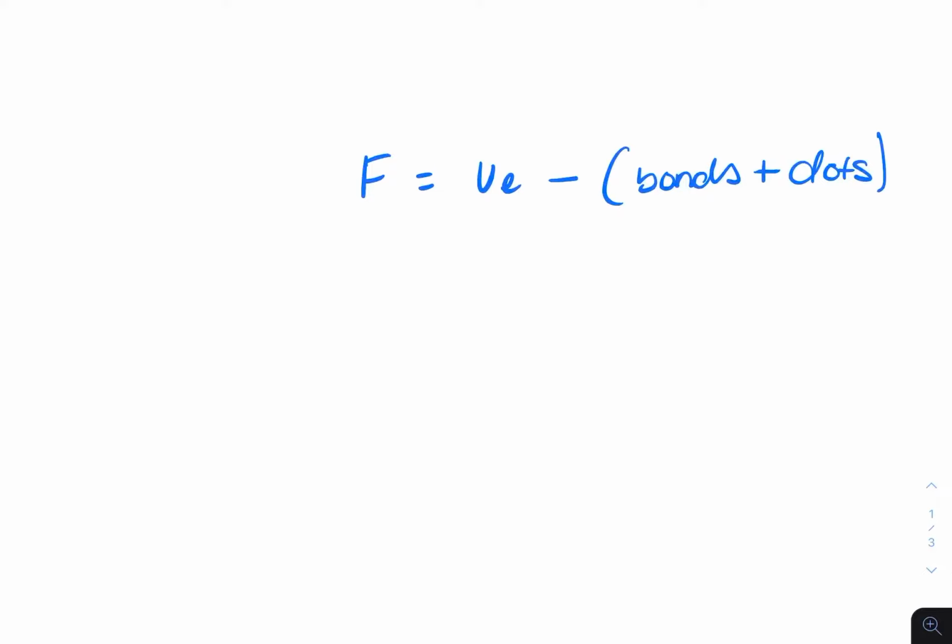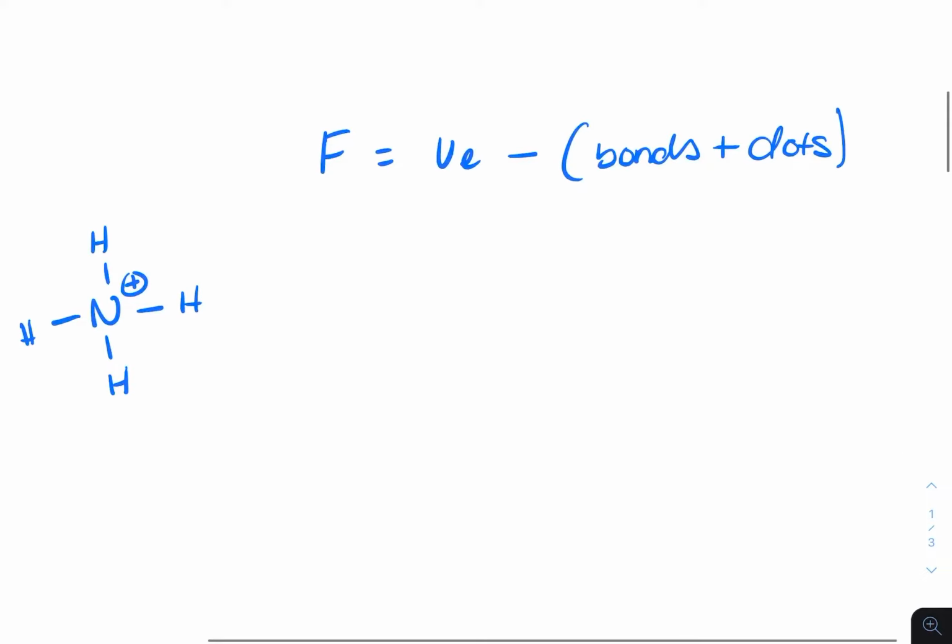So the first one that we can do to use this formula and to get some practice, let's do ammonium, right? Where we left off in the last video. Ammonium has 4 bonds, right? We notice that it has a plus charge. So that's what we'll be learning in this video. Let's do the formal charge of nitrogen and see if that's really the case.